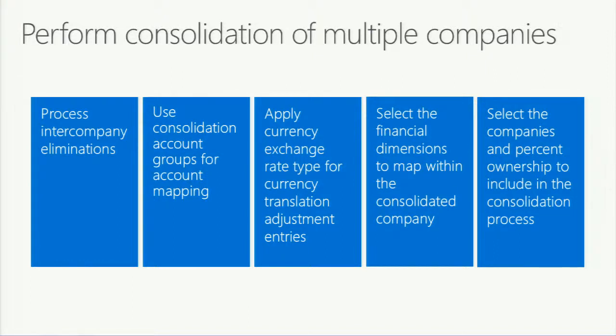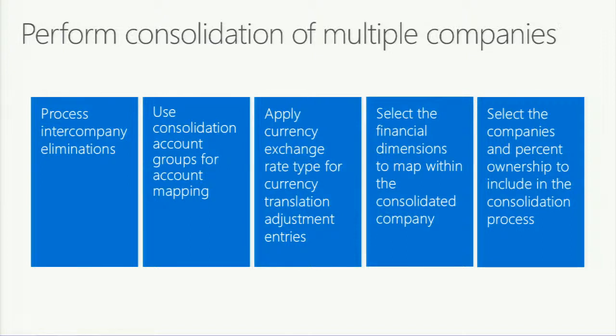You can use account groups for account mapping, and that's what I was just alluding to, where you have different charts of accounts in use across the different companies that you're consolidating. You can make use of this capability. It was added in AX 2012 to map accounts from one chart to another. You can apply currency exchange rates for your currency translation adjustment entries, and we'll walk through the setup of those currency rates. And you can define the financial dimensions that you want to include in your corporate consolidation.